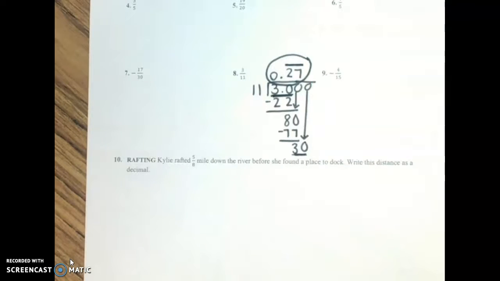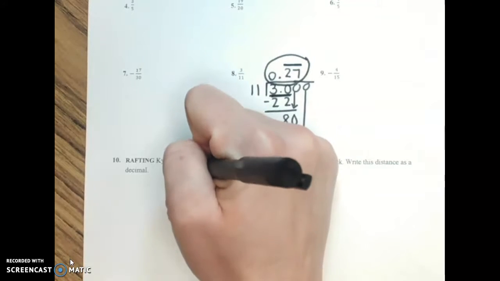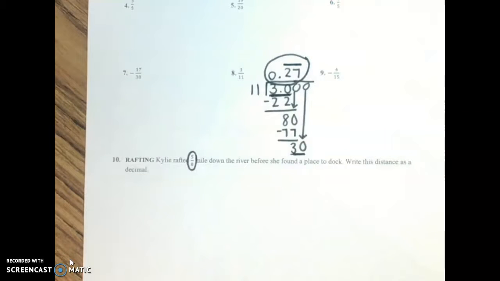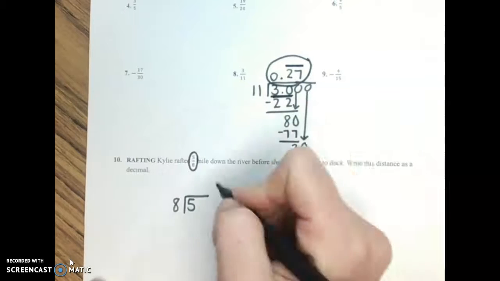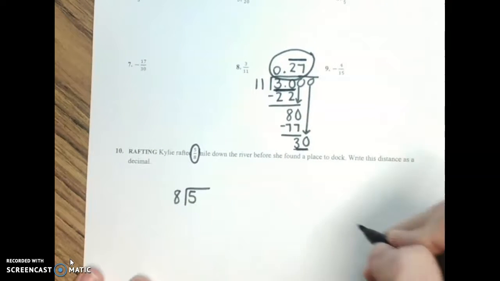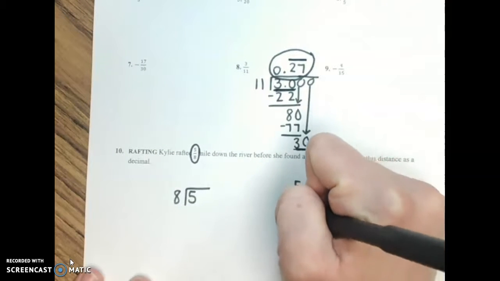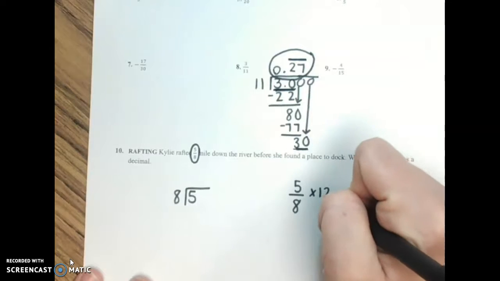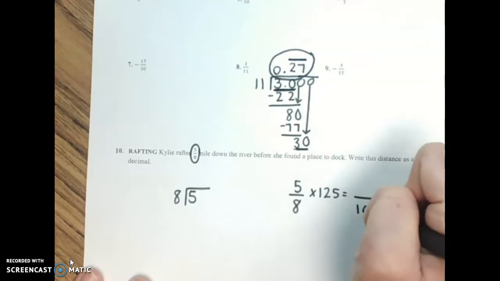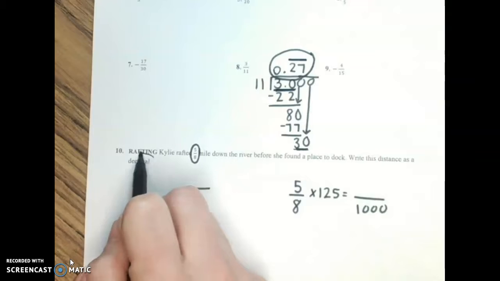Let's read number 10, our word problem. Kylie rafted 5/8 mile down the river before she found a place to dock. Write this distance as a decimal. So our important thing right here is 5/8. There are 2 ways you can solve this problem. You can either do 5 divided by 8 and get your decimal, or you can change 8 into a place value number. And some of you may still have it memorized of what to multiply 8 by to get to a number, but I'll give you a hint that you're going to multiply it by 125 and you'll get 1,000 on the bottom. And then you'll change that into a decimal.